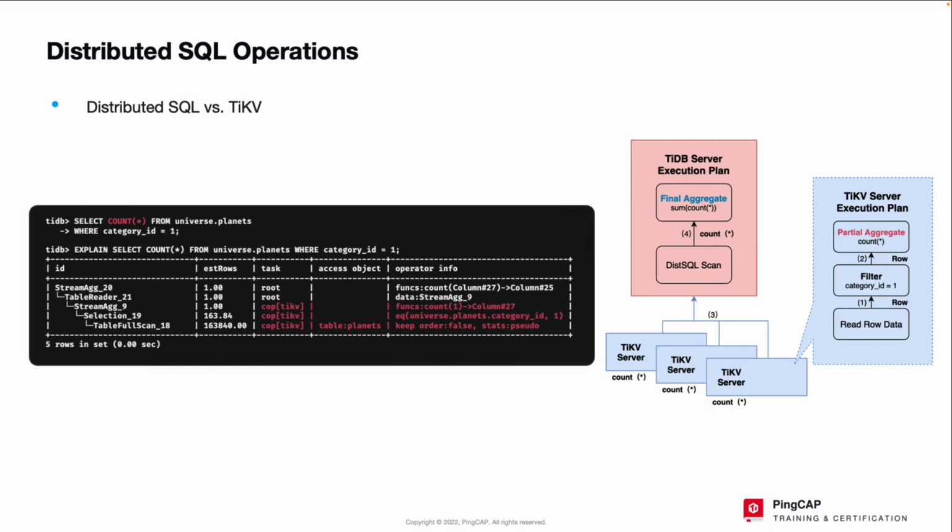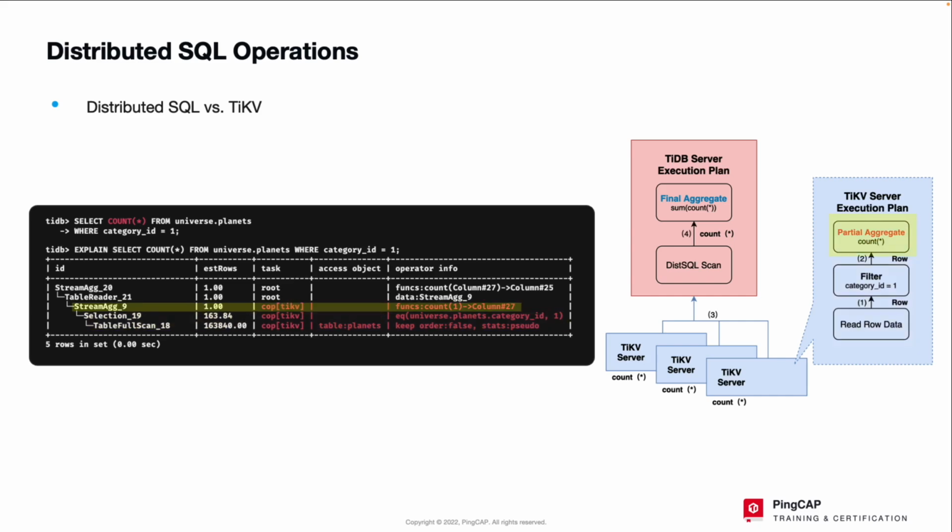Another key feature provided by TiKV is the operator pushdown in the distributed SQL. Because of the parallel execution nature, it can improve query performance. As we mentioned before, TiKV nodes are workhorses for the distributed SQL. As shown on the slides, the query needs to fetch the count from all planets that are in category 1. To avoid a large number of RPC calls between the TiDB and the TiKV servers, the predicate condition category ID equals 1 in the query will be pushed down to the storage nodes for processing.